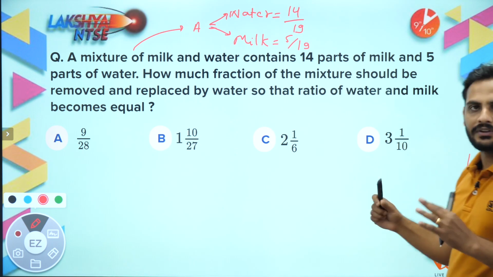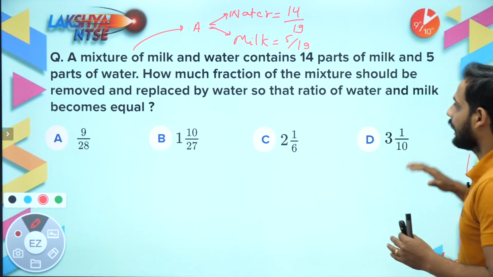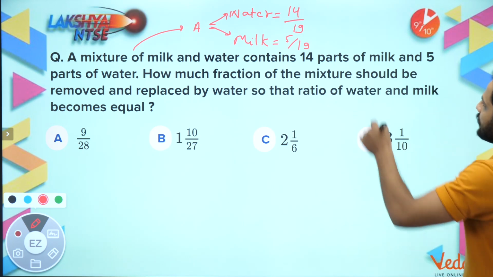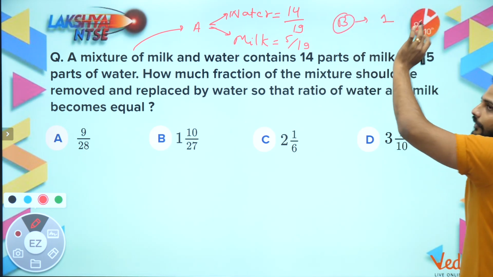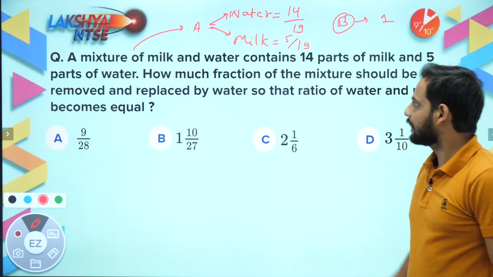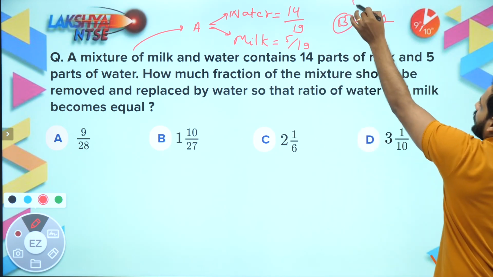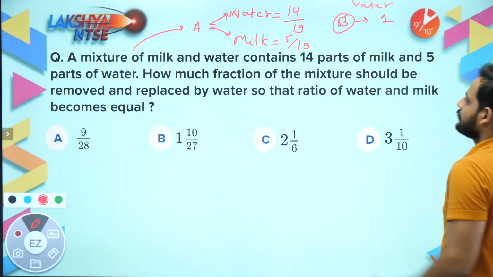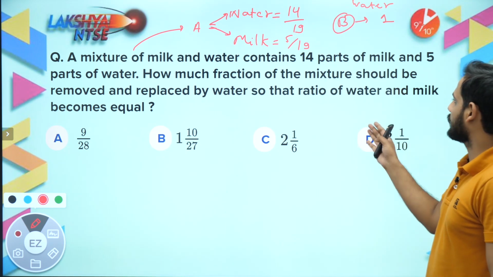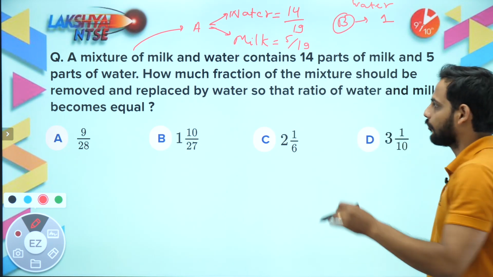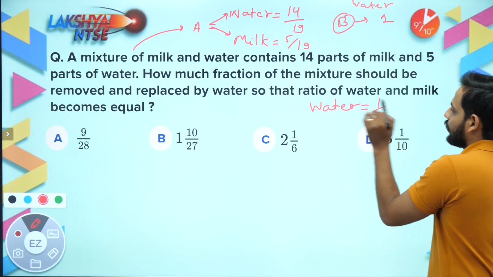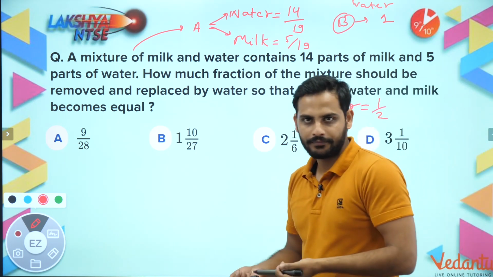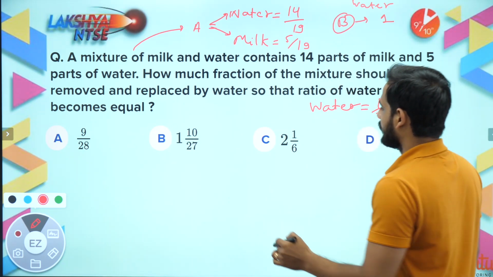Now, how much fraction of the mixture should be removed? After removing, the concentration will not change, and it is replaced by water. That means your B mixture is 100% water, or you can say water upon total is 1. So water concentration is 1 here. So that the ratio of water and milk becomes equal, that means you want at the end the water concentration to be 1/2. Water and milk equal means 50-50. Correct? So now you can understand this way.